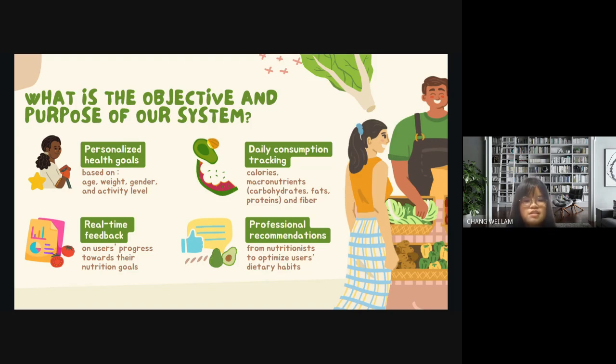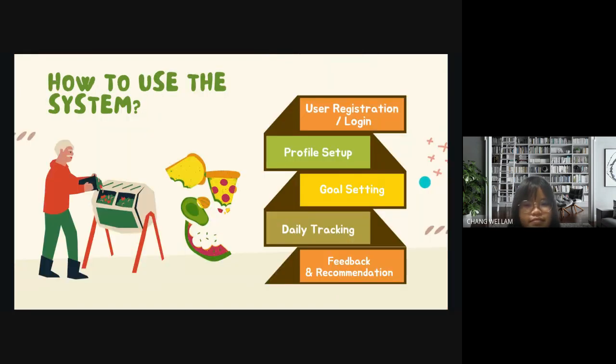The last one is professional recommendation. The nutritionist will give recommendations and some comments based on their nutrition intake, to optimize the user's dietary habits. So how to use the system? There are 5 stages. The first one is user registration and login, then profile setup, goal setting, daily tracking, and feedback and recommendation.